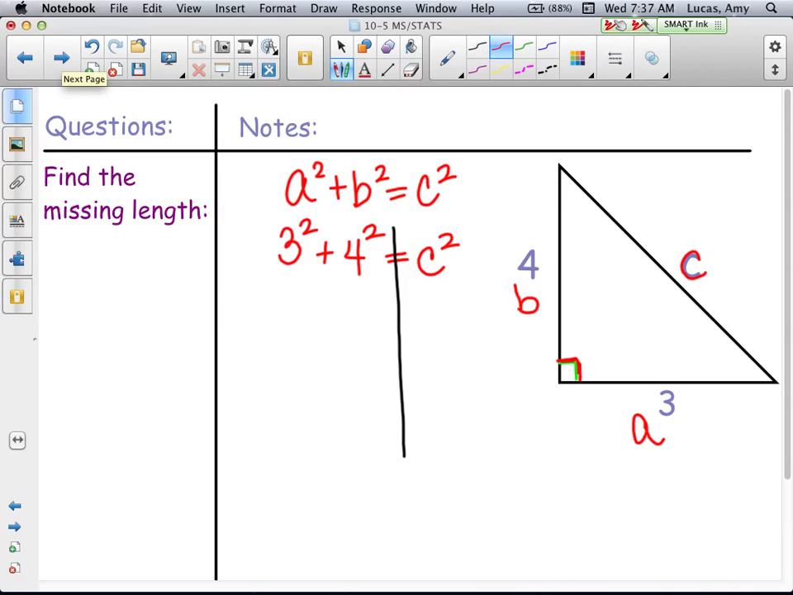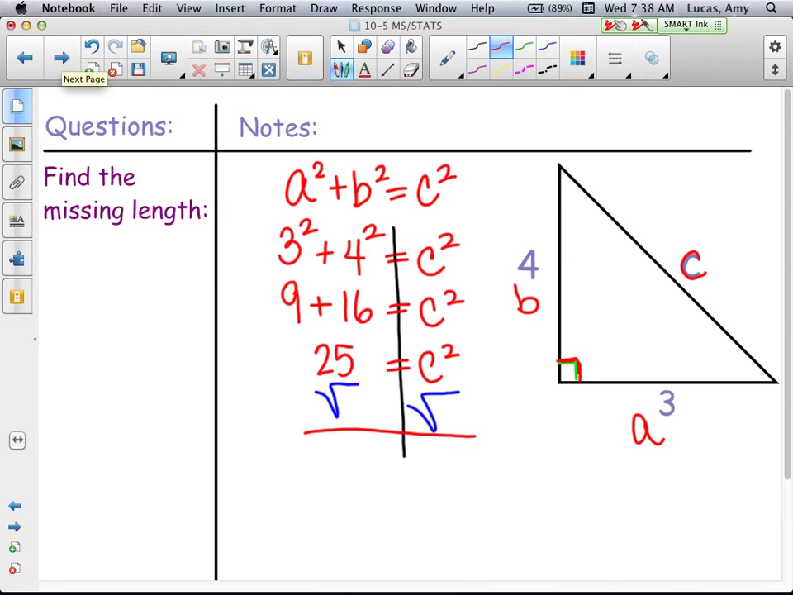On the left-hand side, I can simplify. 3 squared is 9, and 4 squared is 16. Because they're on the same side of my equation, I can add them together. So 25 equals c squared. And then the last thing we need to do is the square root. Remember, the inverse of squaring is the square root. So the square root cancels out the exponent of 2. The square root of 25 is 5. So 5 equals c. So the hypotenuse is 5.